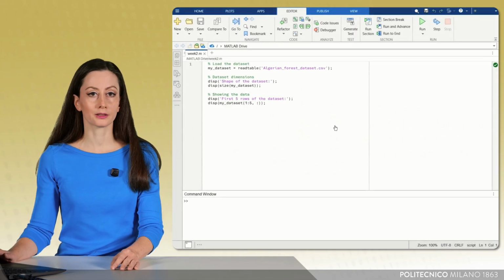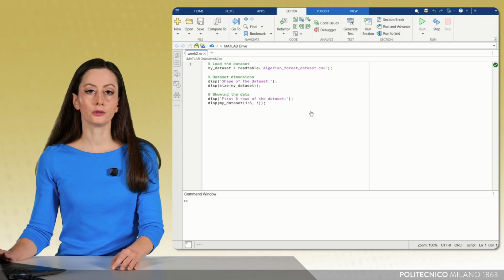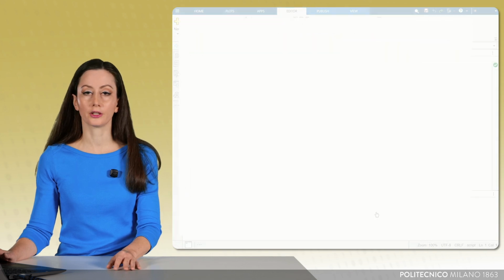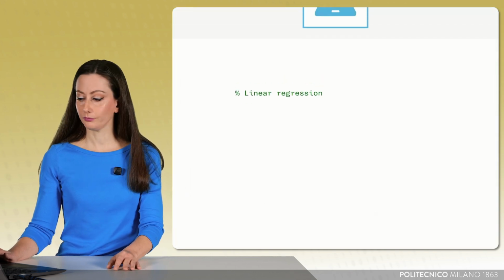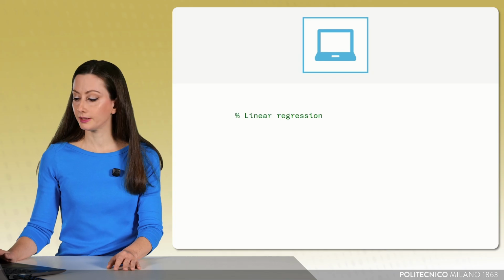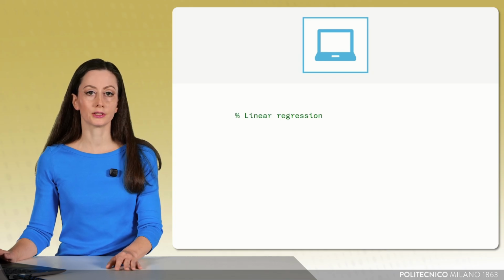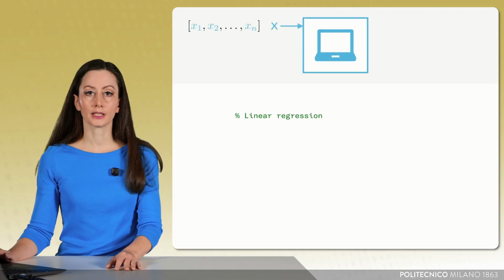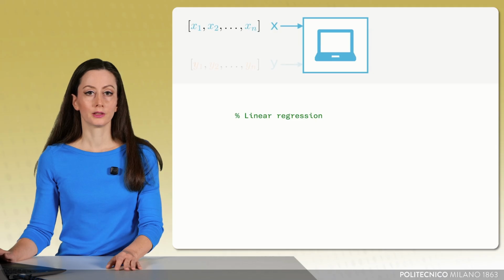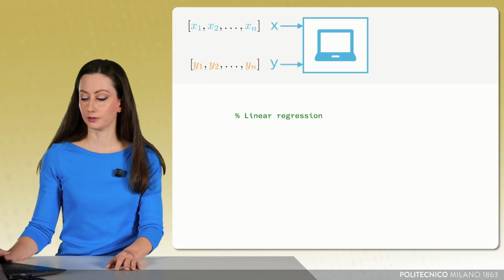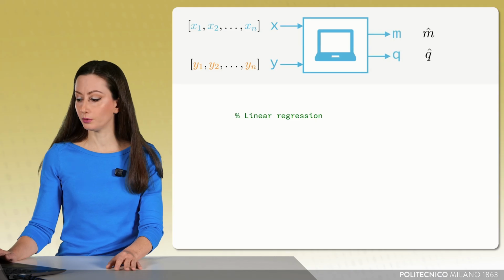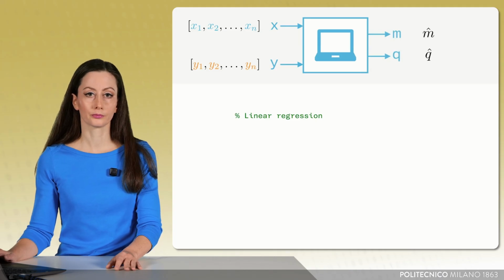Now we are ready to implement linear regression. We will create a new file named mylinearregression.m that will contain the function definition. We're going to write a function that takes as input the data points organized in 2 arrays. The first one, called x, contains the x coordinates of the points, and the second one, named y, contains the corresponding y coordinates. The function will return the coefficients m and q of the regression line.